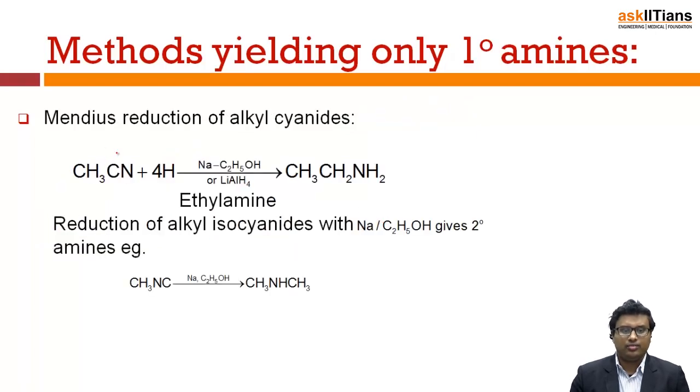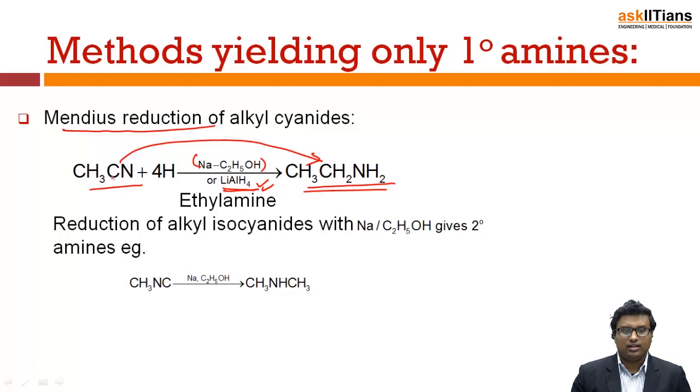Next is the Mendius reaction of alkyl cyanides. With the help of alkyl cyanides, I can convert them into 1 degree amines. How? I can use sodium in the presence of ethyl alcohol, or a reducing agent like lithium aluminum hydride, to convert this into an amine. The important point here is that the cyano group is converted into CH2NH2. That means initially I have 2 carbons, and finally also 2 carbons. So remember the reagents you are using: sodium in ethyl alcohol, and lithium aluminum hydride. Reduction of alkyl isocyanides can also take place.